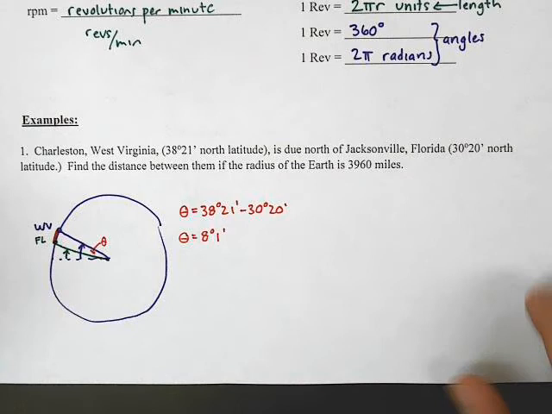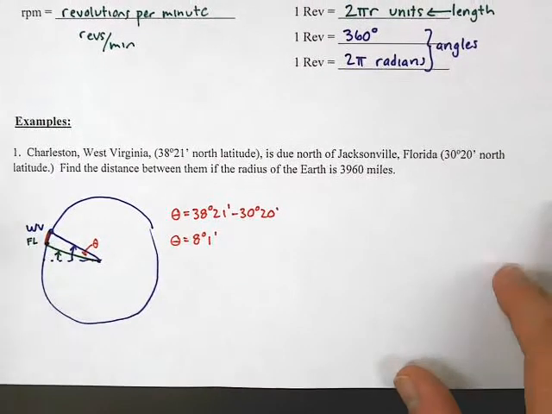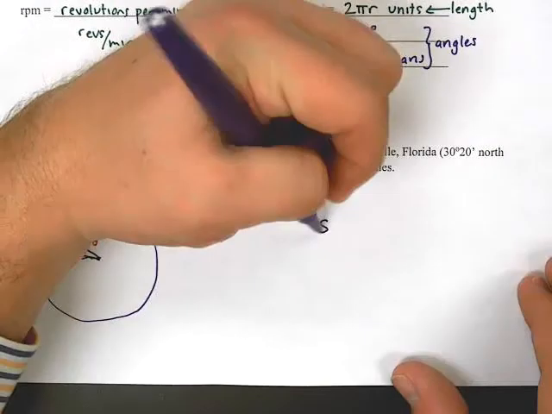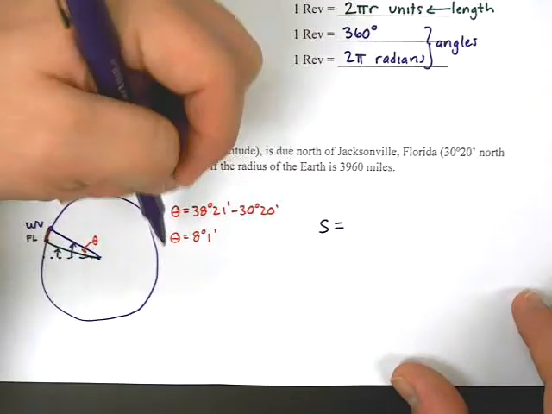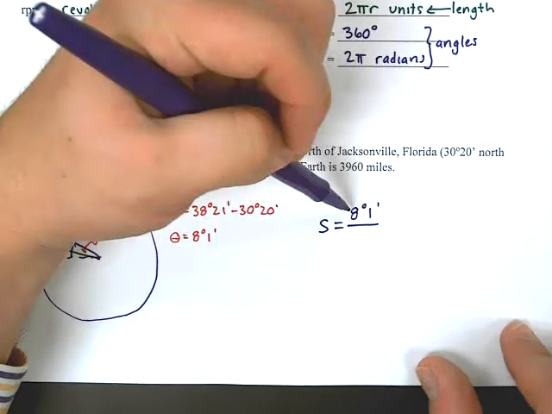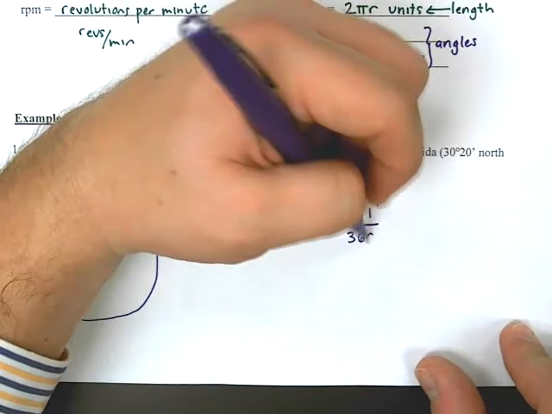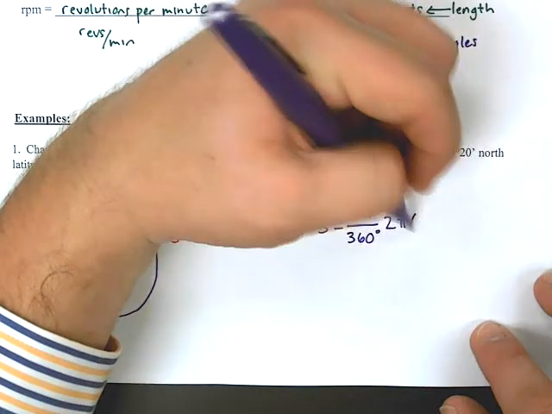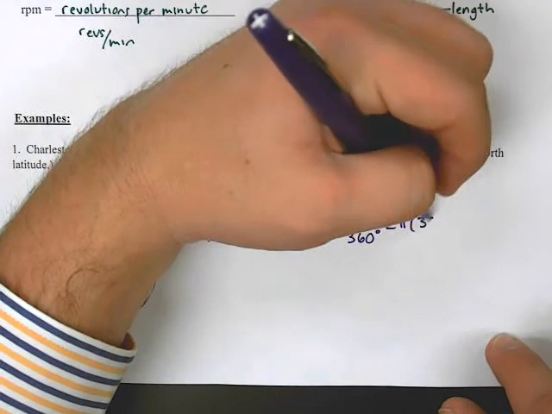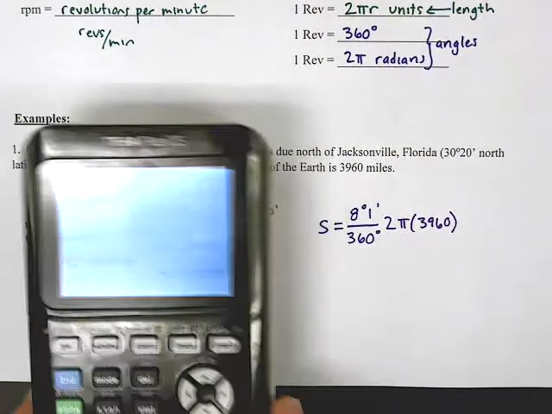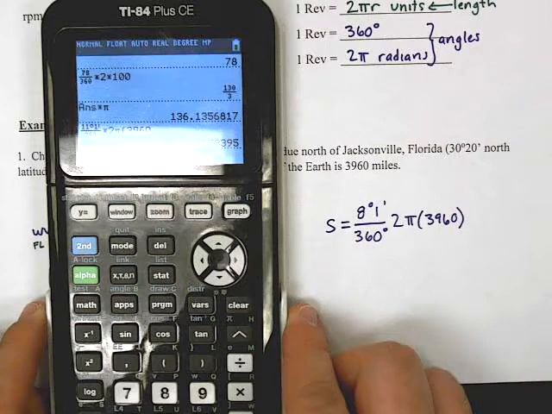Now we have to make the connection, and we already kind of did, but we're looking for arc length. So we know that we're going to use s equals theta, 8 degrees 1 minute, and because this is in degrees, I want to put it over 360 degrees, and then times 2 pi times the radius of the Earth, 3,960. Don't even worry about trying to simplify this. Just go to the calculator and remember what we're going to do.